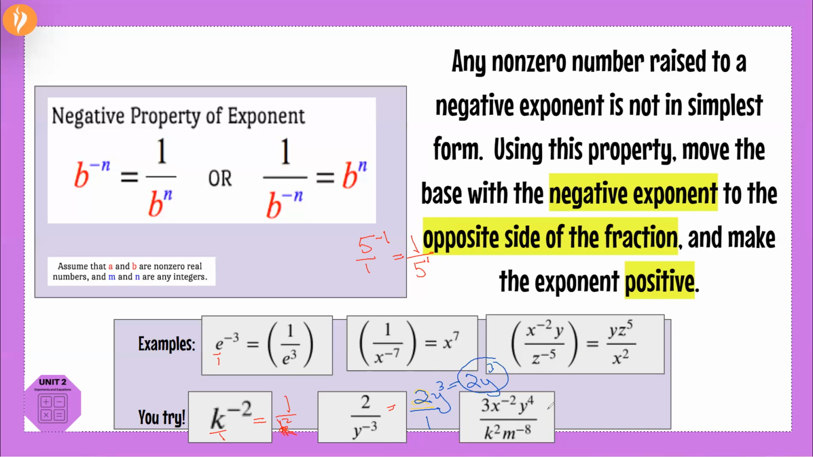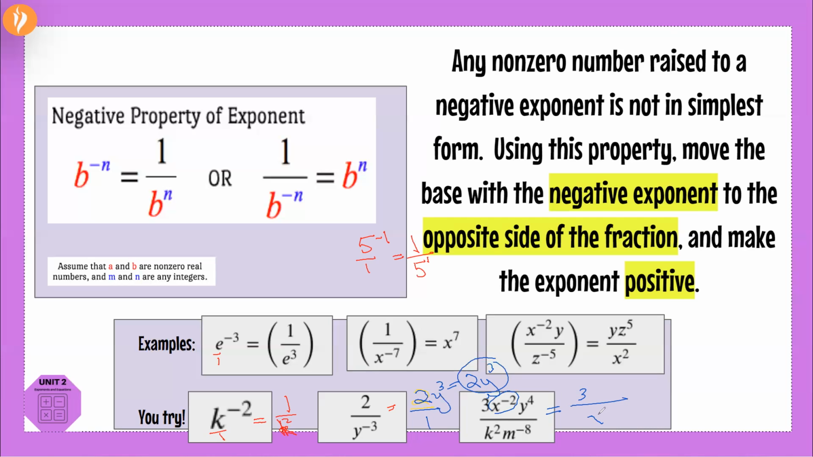All right, here's a complicated one right here. Let's see what we're going to move. We only move the numbers or variables that are attached to a negative exponent. So is the 3 attached to a negative exponent? No, it's just a 3. So it stays on top. What about my x? My x squared, this whole thing right here, moves down to the denominator.